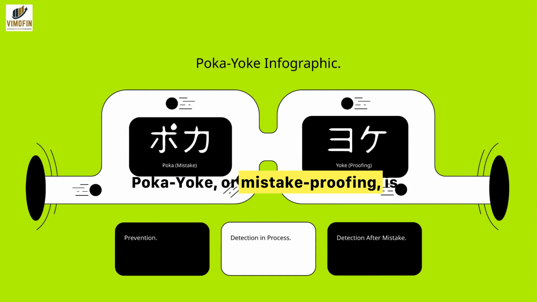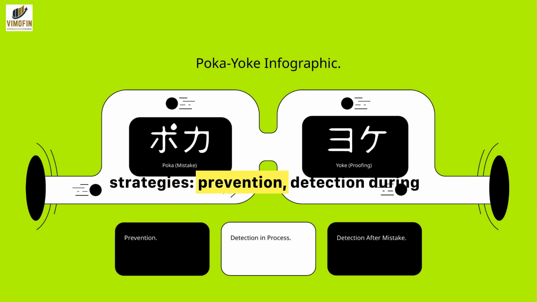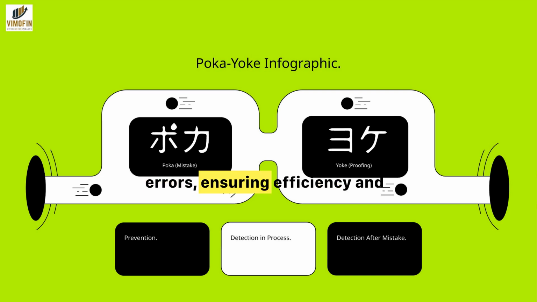Poka-yoke, or mistake proofing, is crucial in preventing errors in processes. It involves 3 key strategies: prevention, detection during the process, and detection after a mistake occurs. By implementing these strategies, we can significantly reduce errors, ensuring efficiency and quality in operations.